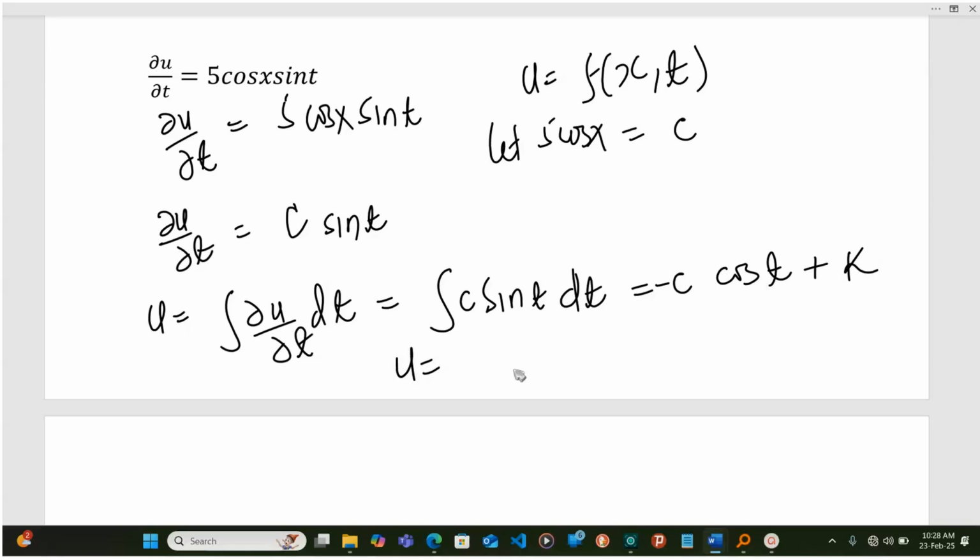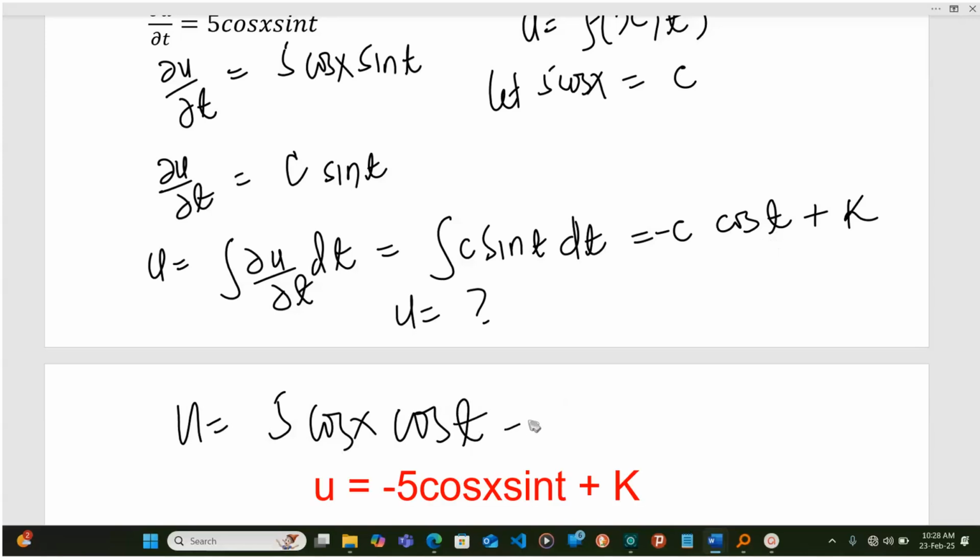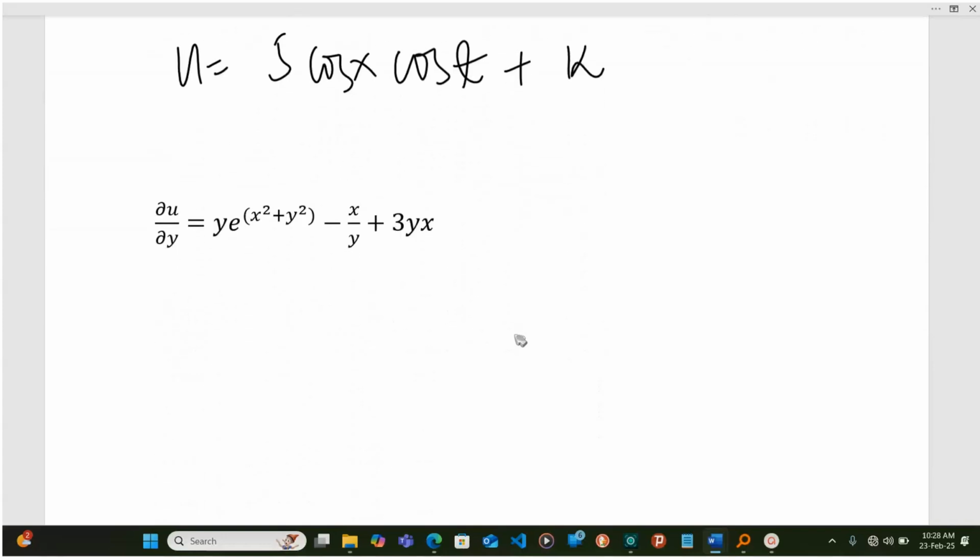Therefore, u is equal to, we said c is equal to 5 cos x, multiplied by negative cosine of t, plus k becomes the solution. Let's look at another problem.